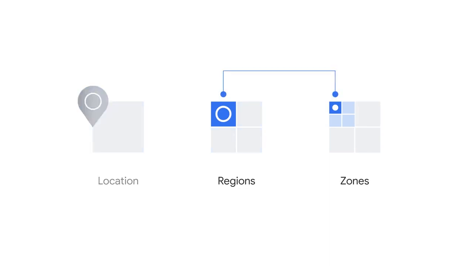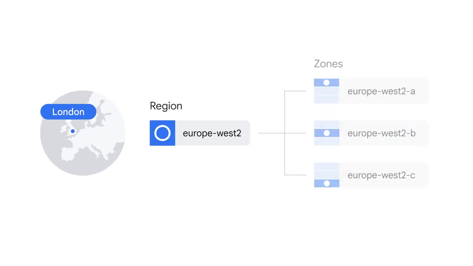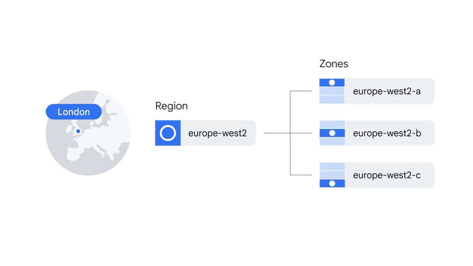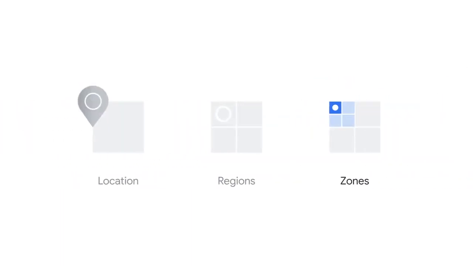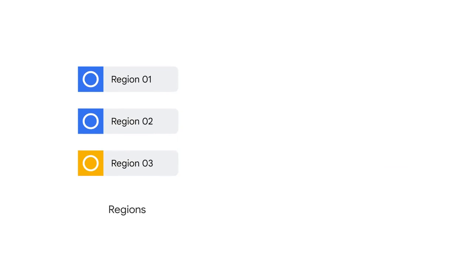Regions represent independent geographic areas and are composed of zones. For example, London, or Europe West 2, is a region that currently comprises 3 different zones. A zone is an area where Google Cloud resources are deployed. For example, if you launch a virtual machine using Compute Engine, it will run in the zone that you specify to ensure resource redundancy. You can also run resources in different regions.